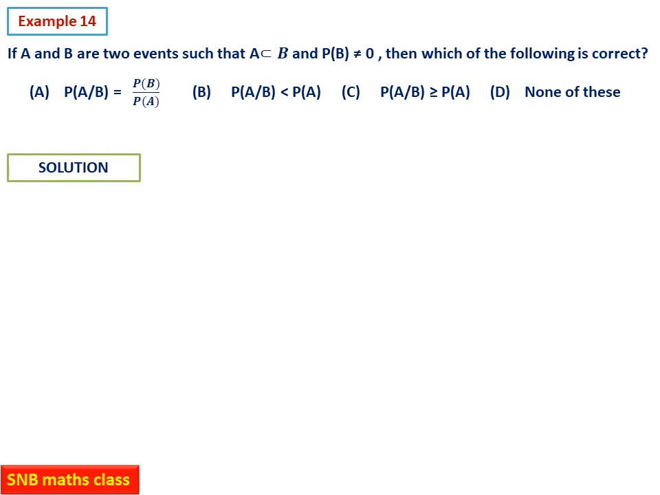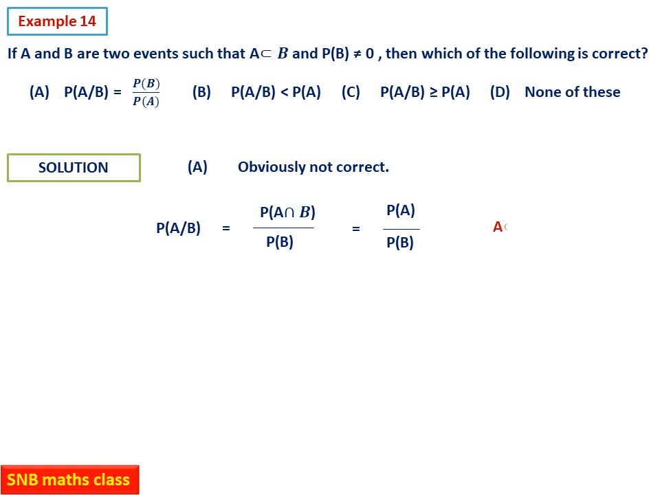Let us work out. See, the first one is obviously not correct because we know that probability A given B is probability A intersection B by probability B. But here it is given probability B by A, so it is not correct. Second, probability A given B. Let us first write the formula. See, it is probability A intersection B divided by probability B. But now this is probability A by probability B because A is a subset of B.